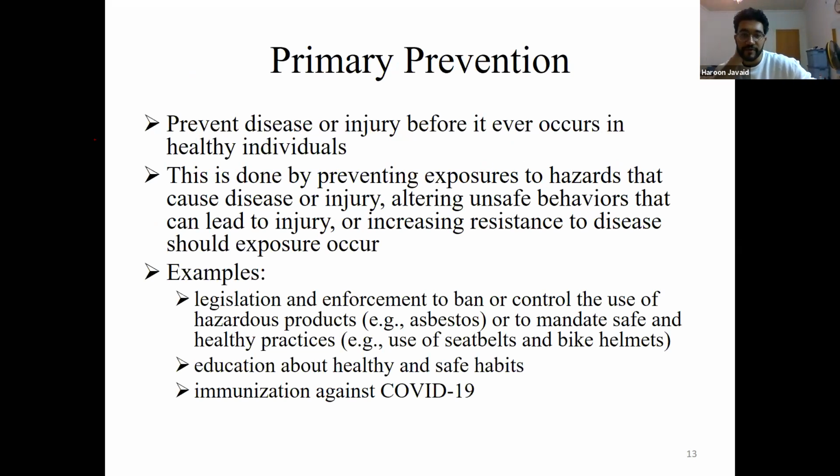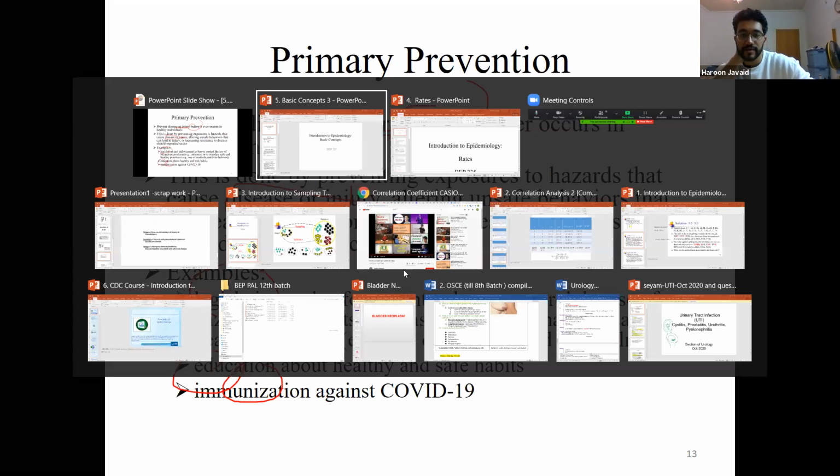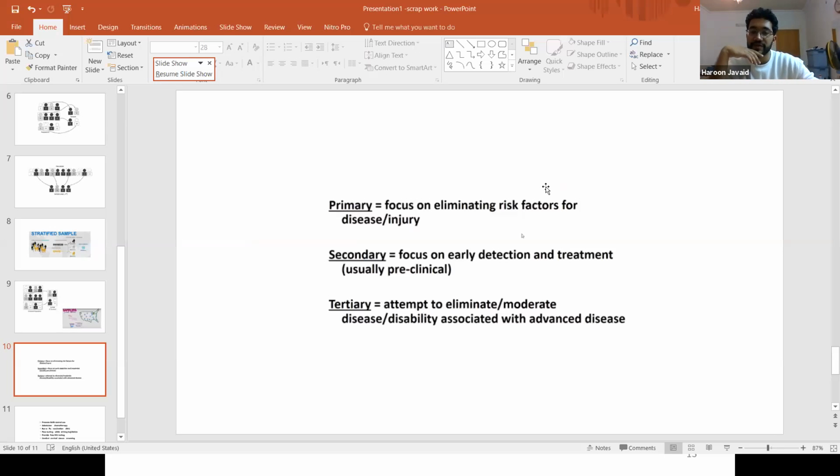So what is primary prevention? Primary prevention is when you prevent a disease or injury before it occurs. An example of this is immunization or education or health legislation. So you prevent basically the risk factors of something happening. So focus on eliminating the risk factors.